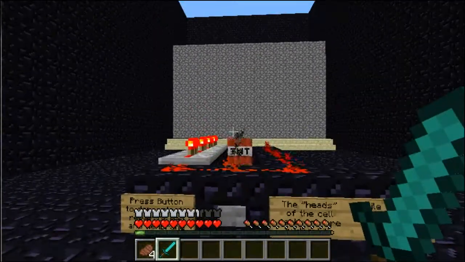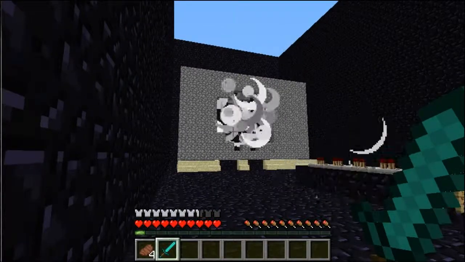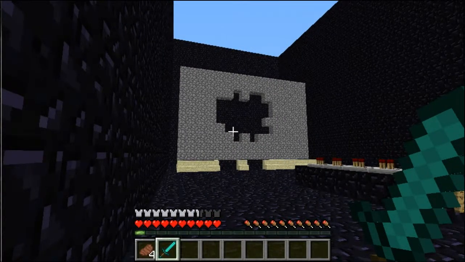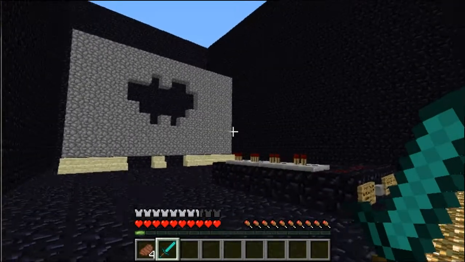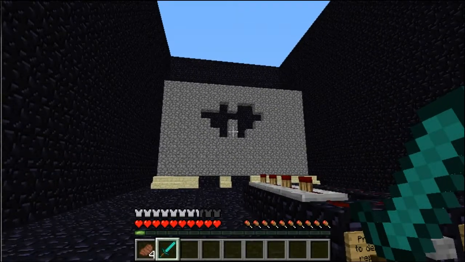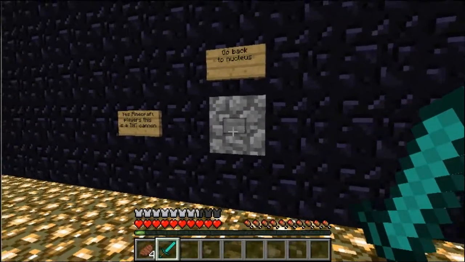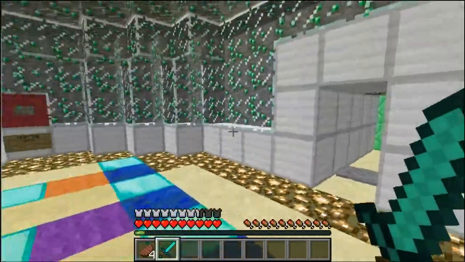Now, pressing this button will ignite the TNT, and blow a hole through the wall. Which, as you can see, it's repairing itself slowly but surely. Alright, so I'm not going to watch it finish repairing because we need to continue, but let's go back.